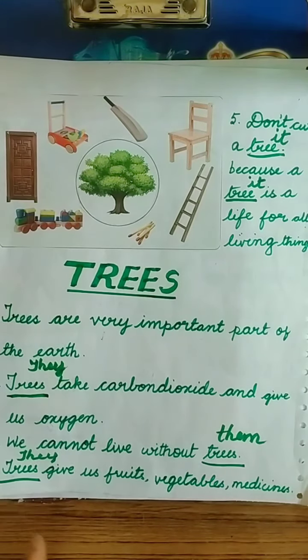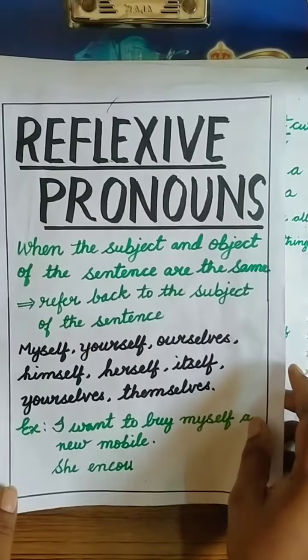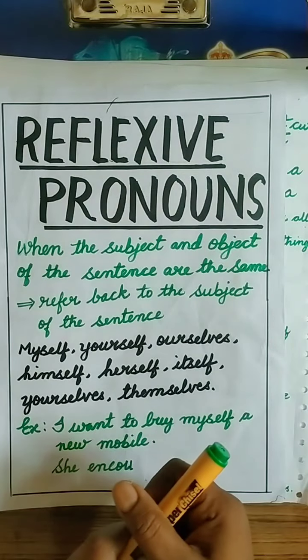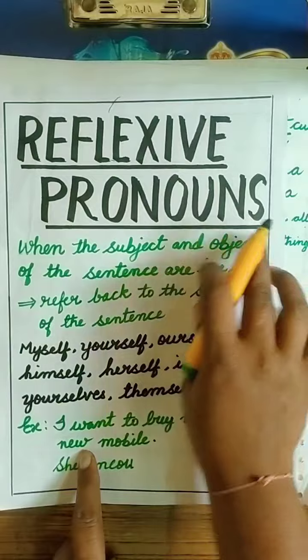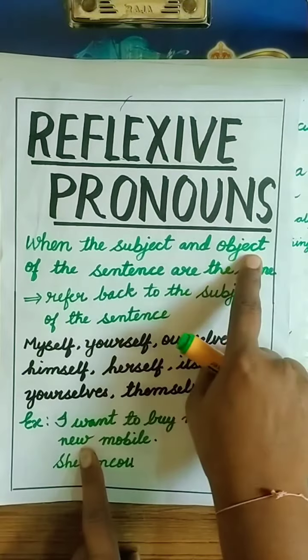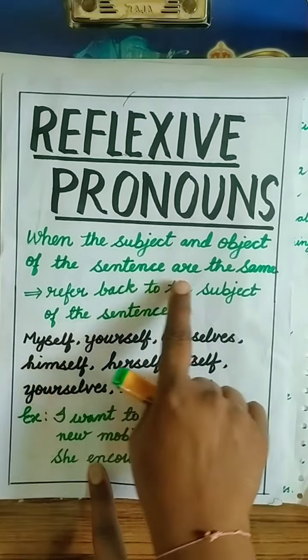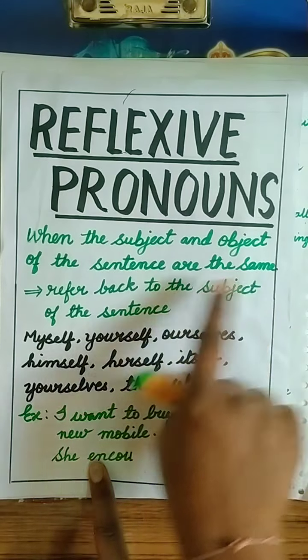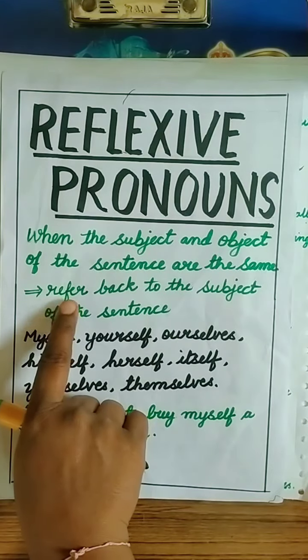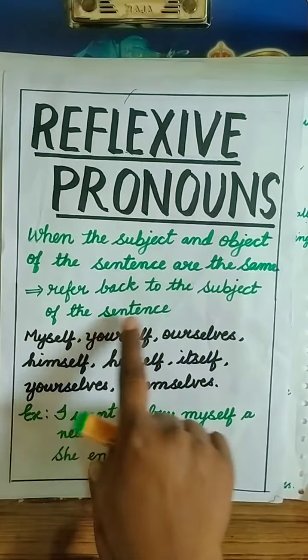Right? Now, coming to the second pronoun, reflexive pronoun. Reflexive pronouns are used when the subject and the object of the sentence are the same. They refer back to the subject of the sentence.